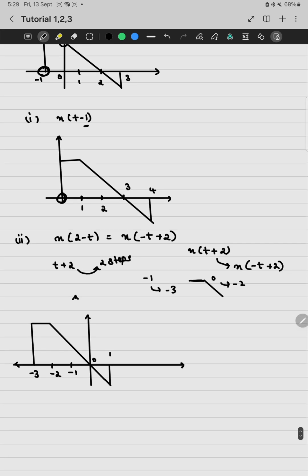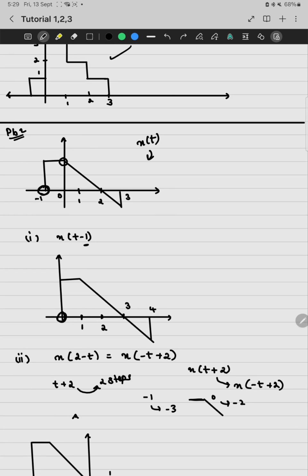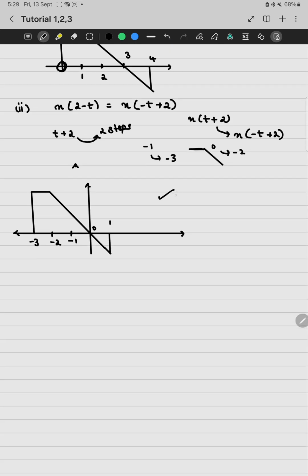Ignore this for now, not the first question. You have to go back to x of t and then send it 2 steps behind, so it will become something like this. If you're having doubts with coordinates, just substitute minus t plus 2 where the starting point was -1, t goes that side, -1 comes this side, t equals to, excuse me, yeah, t equals to 3.